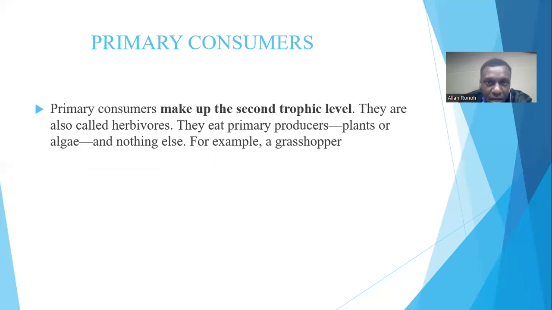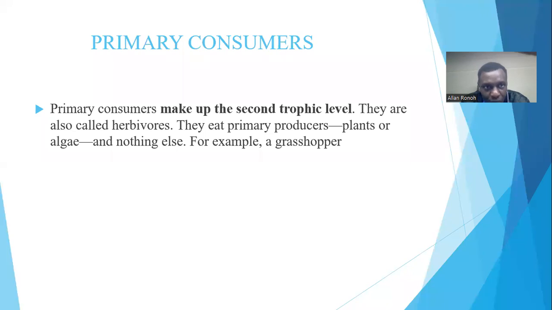Secondly, we will discuss primary consumers. Kipng'eno, tell us about primary consumers. They make up the second trophic level. They are also called herbivores. Okay. They eat primary producers, plants, or algae. For example, grasshopper. Good. Okay, these are the primary consumers, occupying the second trophic level.